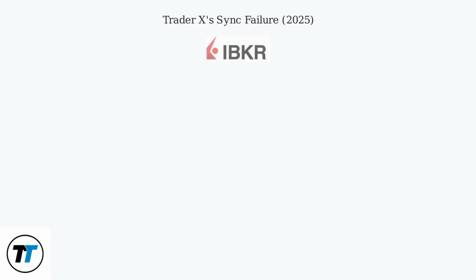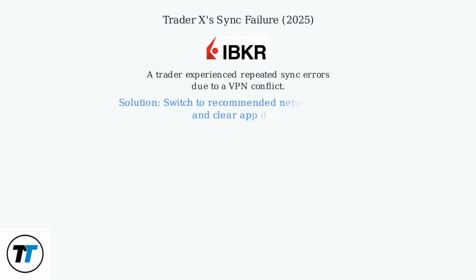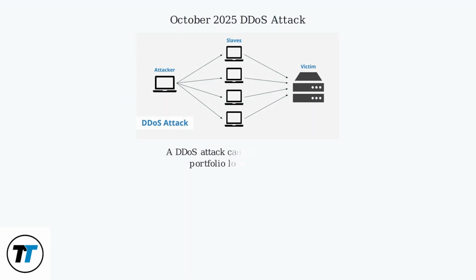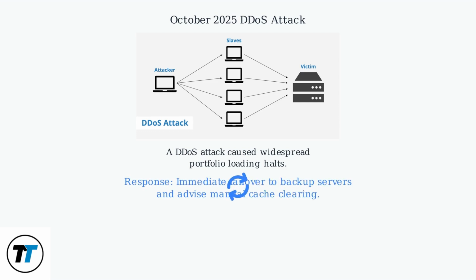Consider TraderX's sync failure in 2025. A trader had repeated sync errors due to a VPN conflict. Switching to IBKR's recommended network settings and clearing app data instantly restored loading. In October 2025, a DDoS attack caused widespread portfolio loading halts. IBKR's response included immediate failover to backup servers and advising users on manual cache clearing. These case studies emphasize simple cache and network checks.